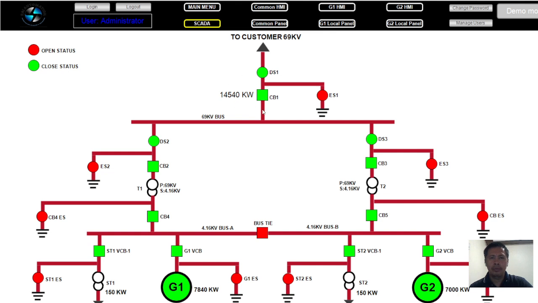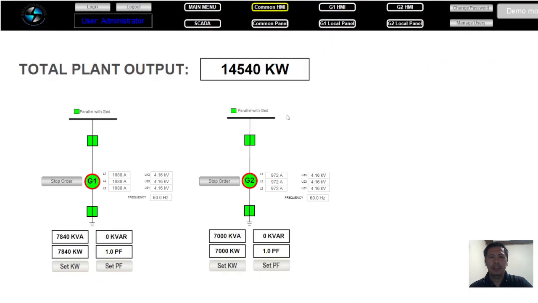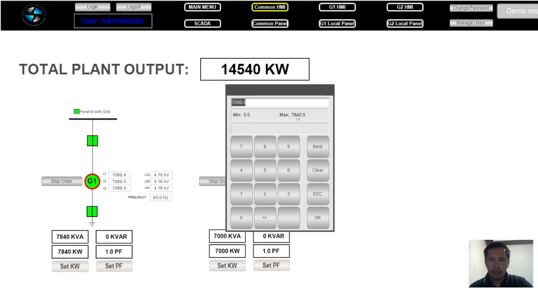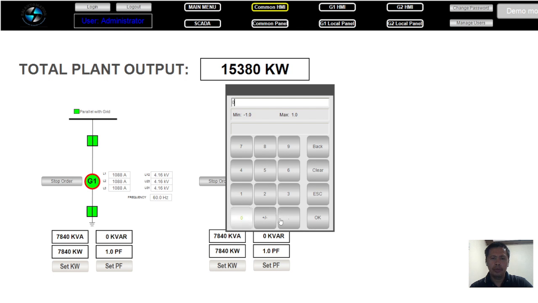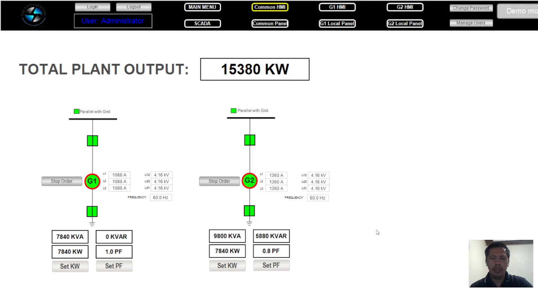Having a total power output of 14,540 kilowatts. So we can maximize generator 2. So generator 2, the maximum load is 7,840. Now, what else can we maximize? If we are selling kVAR, we can also maximize the power factor. So we'll set the power factor to 0.8 to have a maximum kVAR.